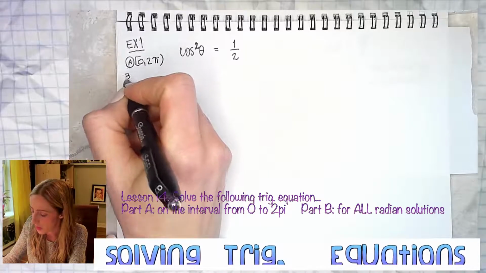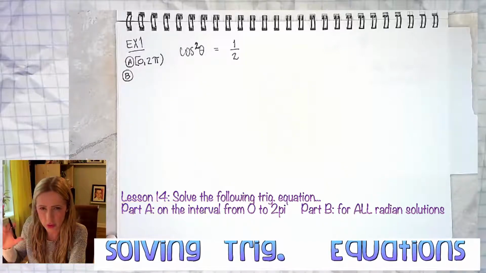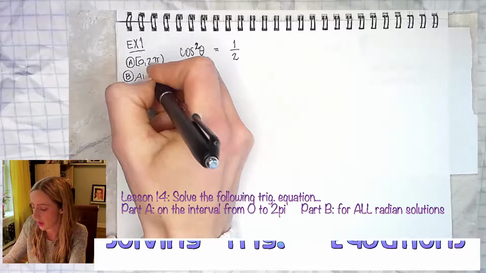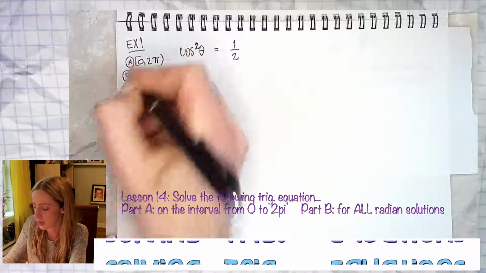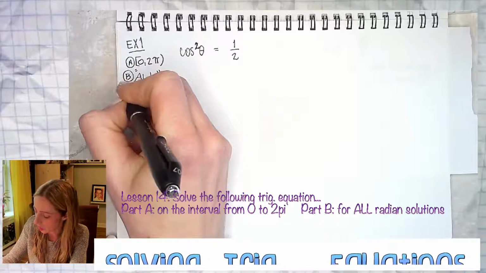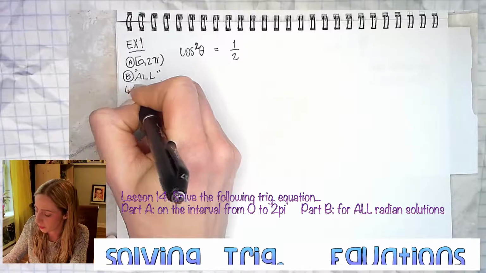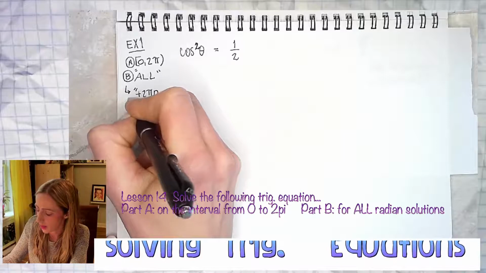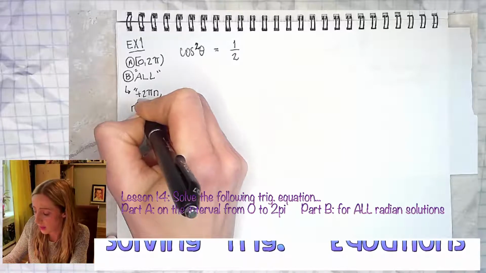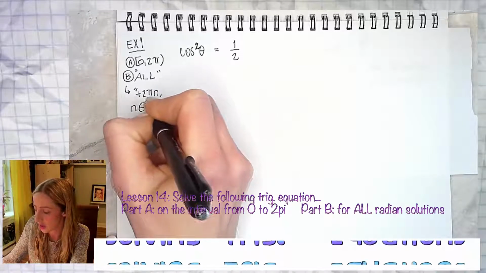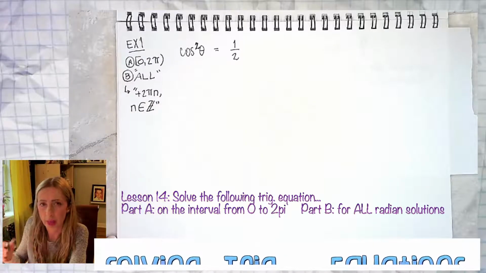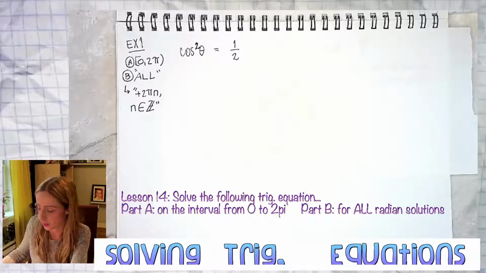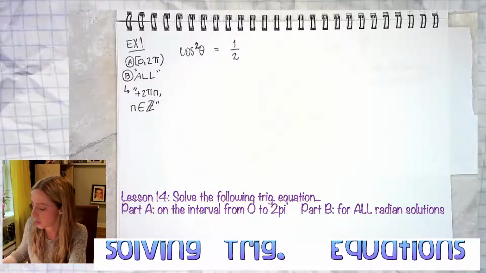And then part B, which was our real objective for our recent homework, I did ask you guys to find all radian solutions, and that requires the use of plus 2 pi n, where n is an element of the set of integers. So I will also go over what that means, even on this example, even though you didn't need all that on this example. We're going to go over a bunch of things on each one.